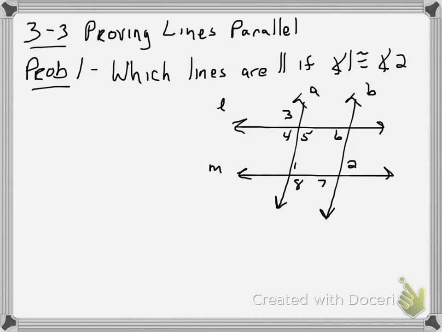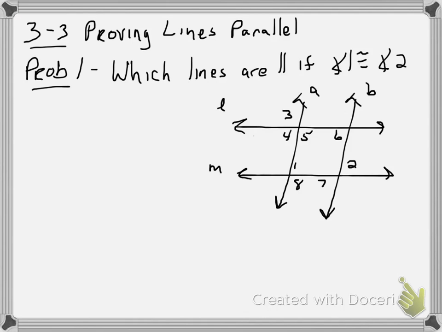I didn't want to burn you with all those definitions, so really what it's saying is the opposite of what it was. It says if two lines are parallel, alternate exterior angles are congruent. Well, now the opposite of that is if alternate exterior angles are congruent, then the lines are parallel. It's about identifying which lines are parallel.